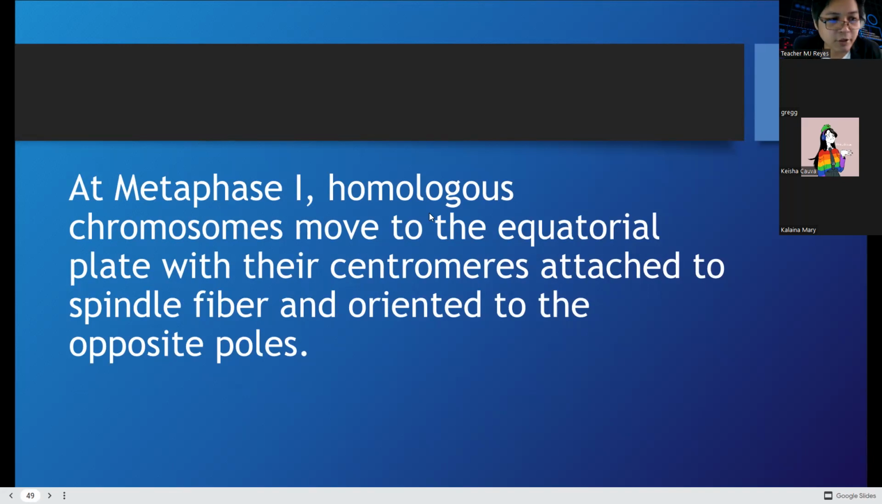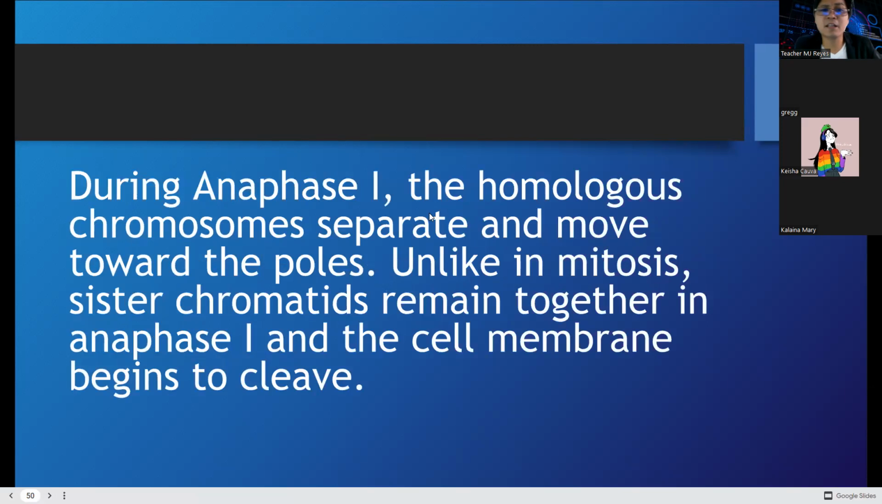So if you're going to have an illustration, this is prophase, metaphase at the equatorial line, anaphase, and telophase. This is also cytokinesis. During anaphase 1, the third phase of meiosis 1, the homologous chromosomes separate and move towards the opposite poles. Unlike mitosis, sister chromatids remain together in anaphase 1, and the cell membrane begins to cleave. There is a cleavage in anaphase 1.